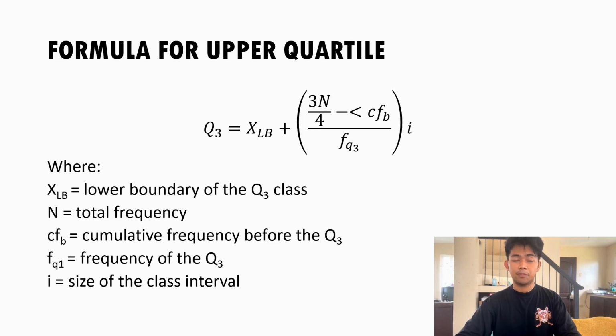Next is for the upper quartile or Q3. The formula for Q3 is also the same as for Q1 and Q2, but the only difference is that 3 is being multiplied to the total frequency. Now the formula will be lower boundary plus 3 times the total frequency over 4 minus the less than cumulative frequency over the frequency of Q3, times the class interval.